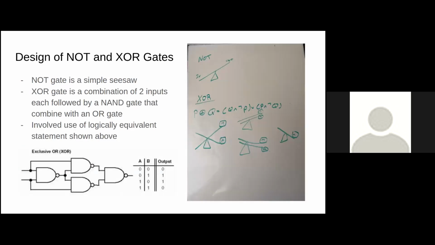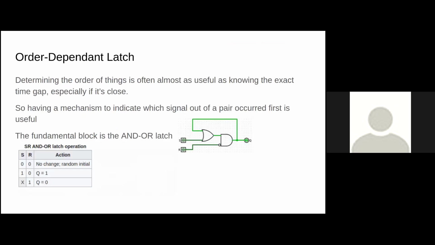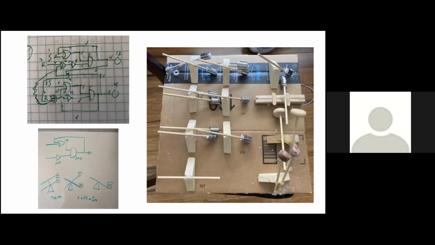So if we go next, the interesting circuit design we decided on was an order-dependent latch. This is pretty much an AND OR latch where it depends on the order of the input. If you look at the circuit diagram on the next image, this is how we implemented our circuit, combining an OR gate along with a NOT gate, which flips the direction of the seesaw in the middle to get the AND gate.